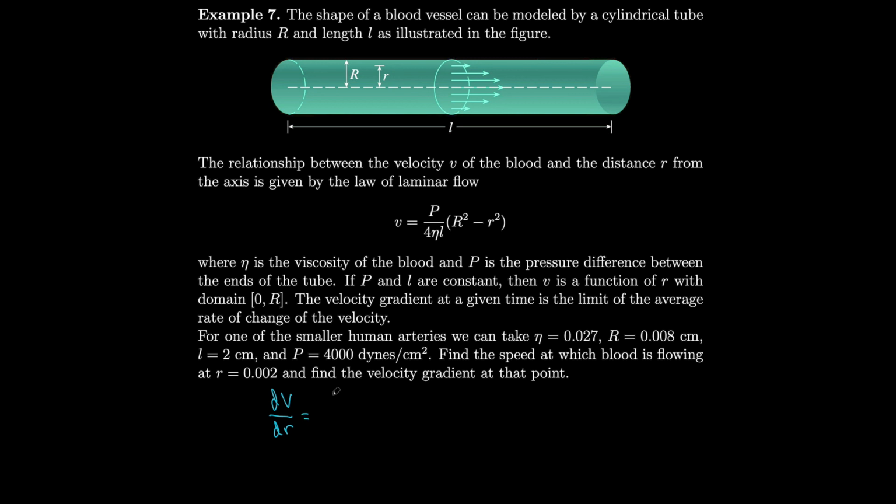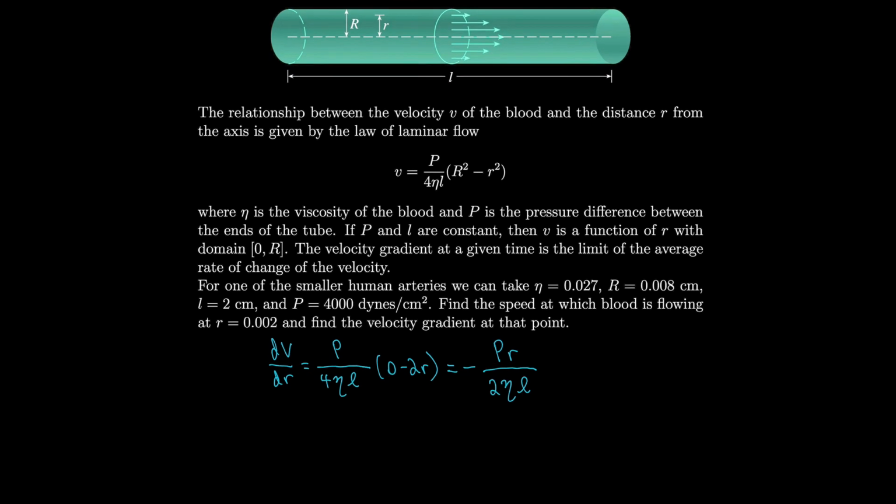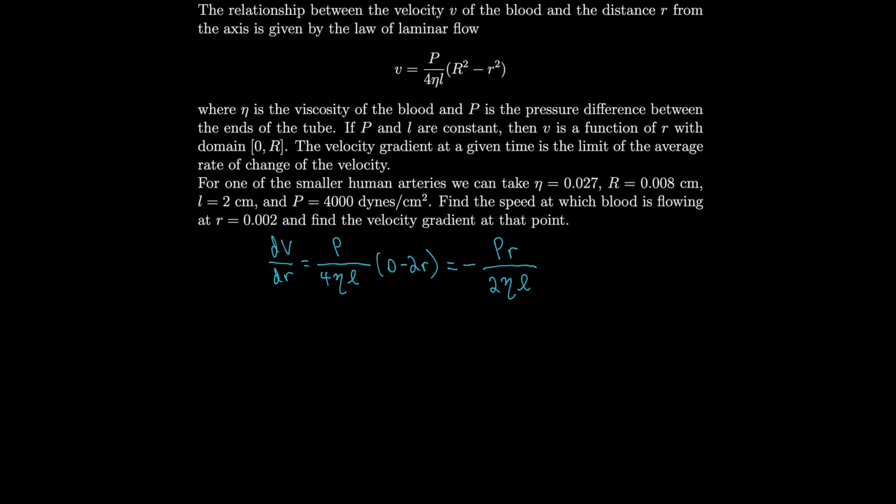Okay, so that's P over 4 times eta times L times (0 minus 2r), because with respect to r, big R is a constant, and so is everything else. So little r is the only variable here. So we have minus P times r over 2 eta L. Let me simplify. Okay, now let's try plugging in all these numbers they gave us.